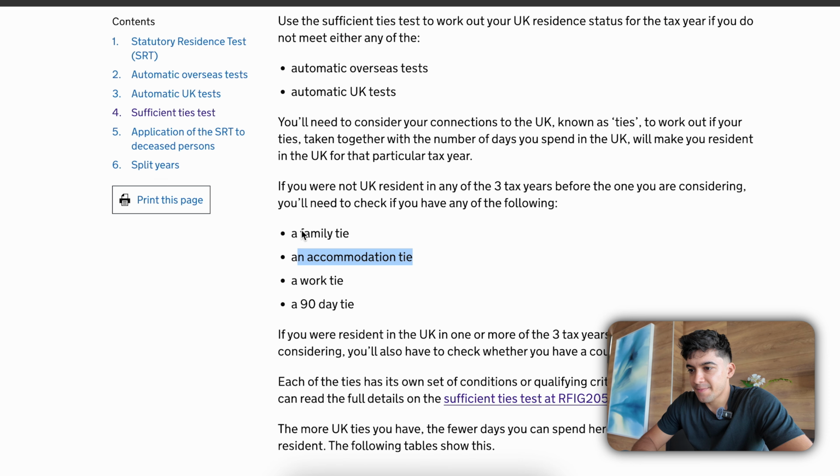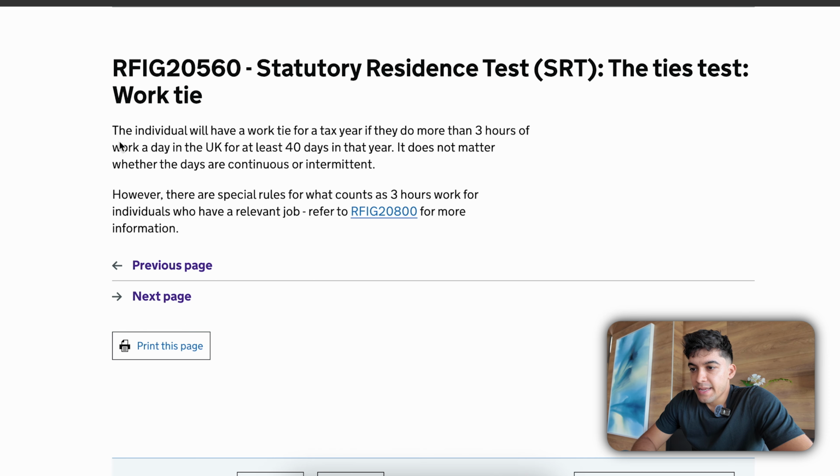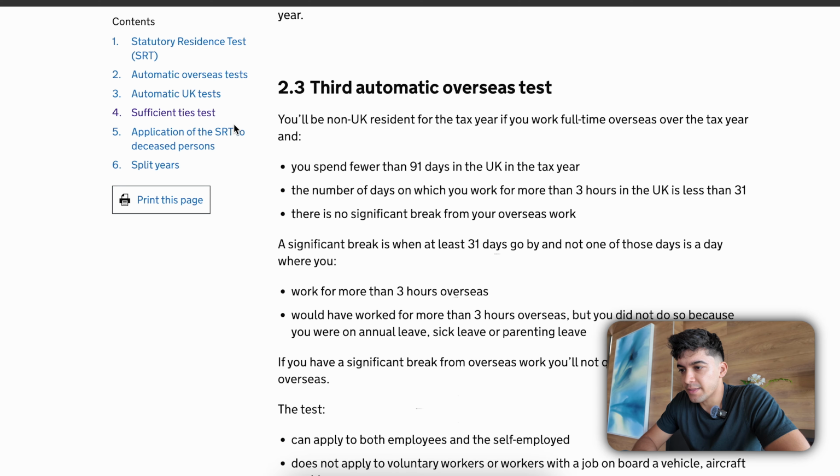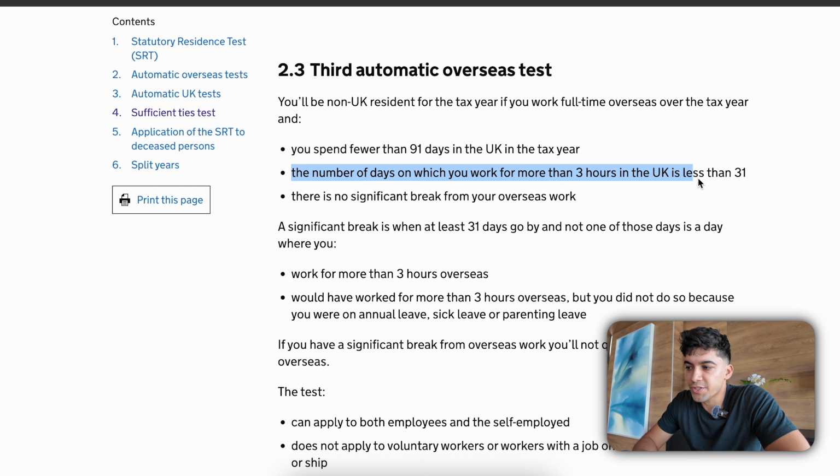So the next tie is a work tie. The individual will have a work tie if they do more than 3 hours of work a day in the UK for at least 40 days in that year. It doesn't matter if the days are continuous or intermittent. So this is a big gray area, and it's basically the same as the previous one. I don't know if you remember the automatic overseas test, right? This one here. The number of days in which you work for more than 3 hours is less than 31.